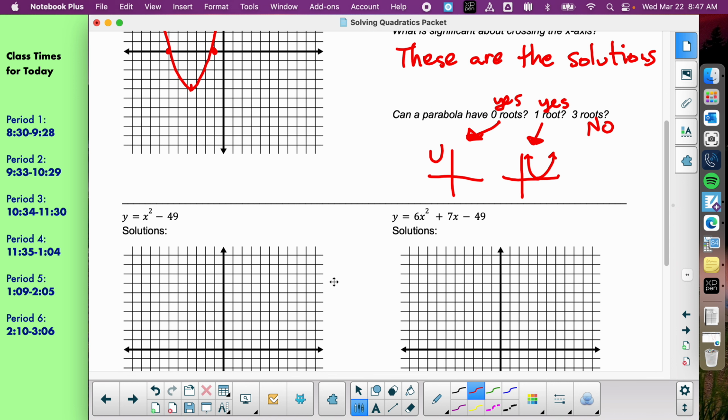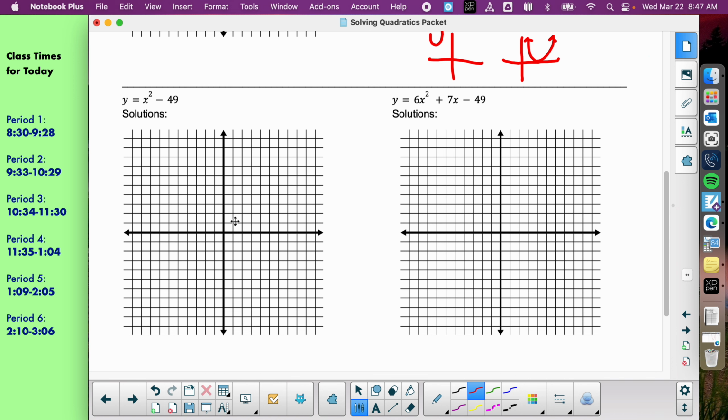Okay, here's what I would like you to do if you can. Graph both of these and find the answers on your own Desmos. Let's see how this goes. And we can get some volunteers who are super excited to volunteer today.